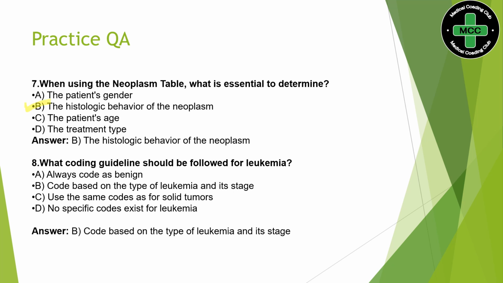Next, what coding guidelines should be followed for leukemia? Okay, so here we have to code based on the type of leukemia and its stage. So we'll check the type of leukemia and the stage of the leukemia, and we will be coding according to that.